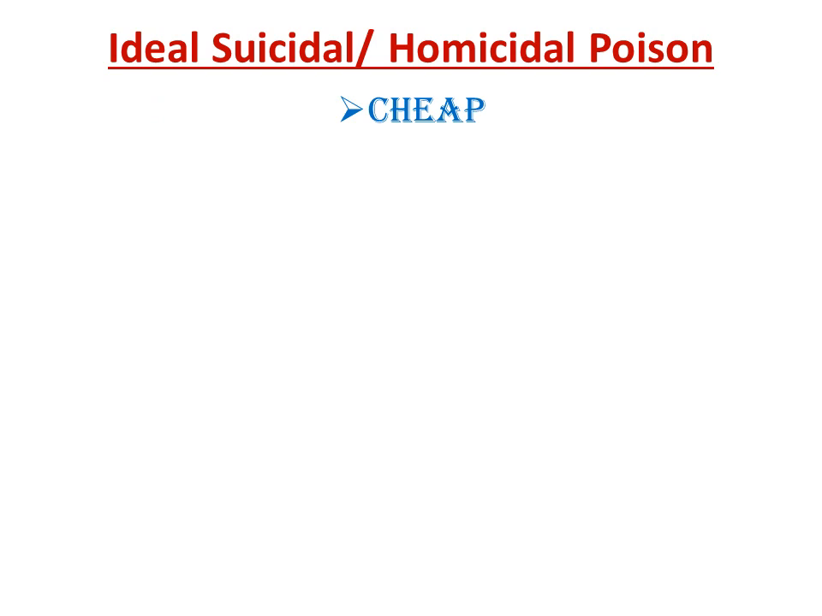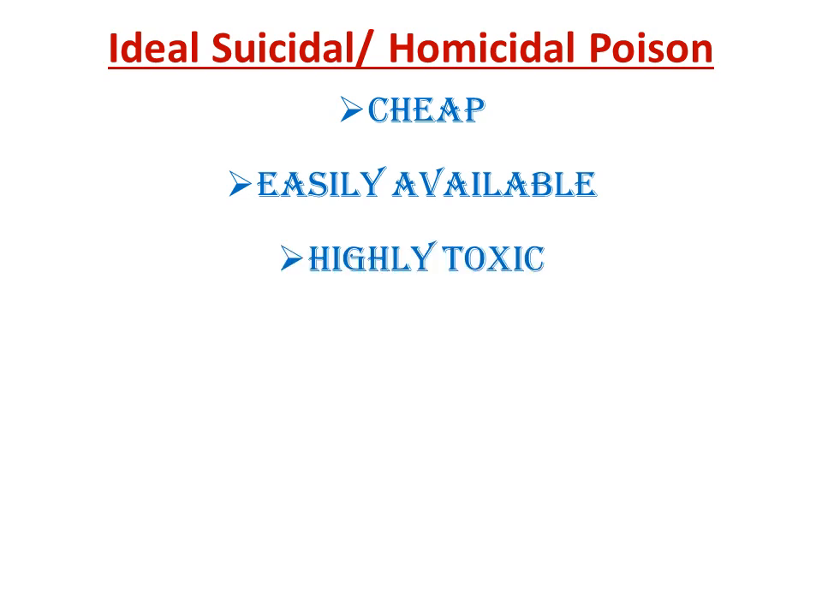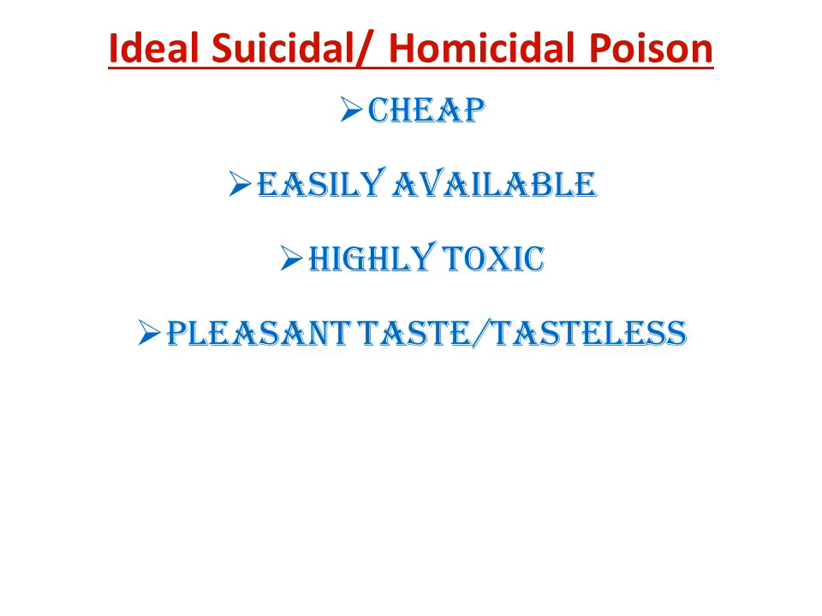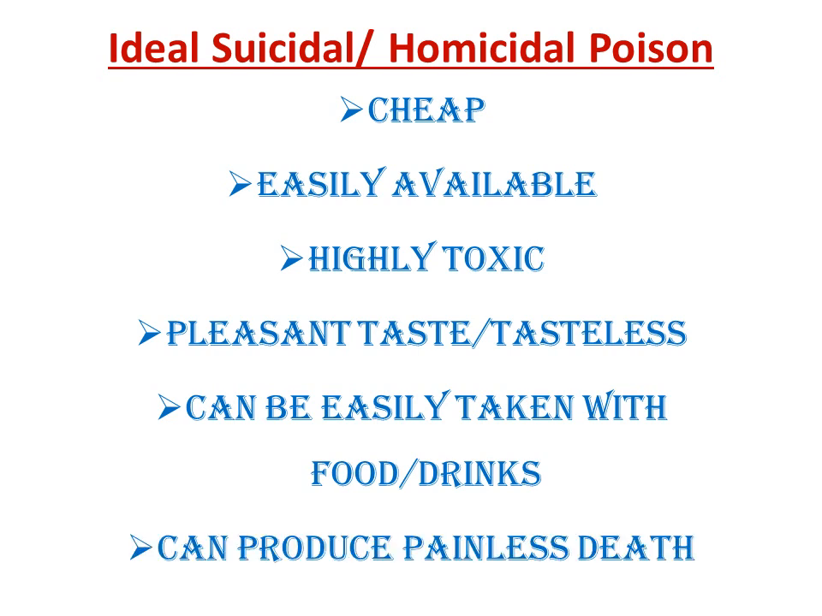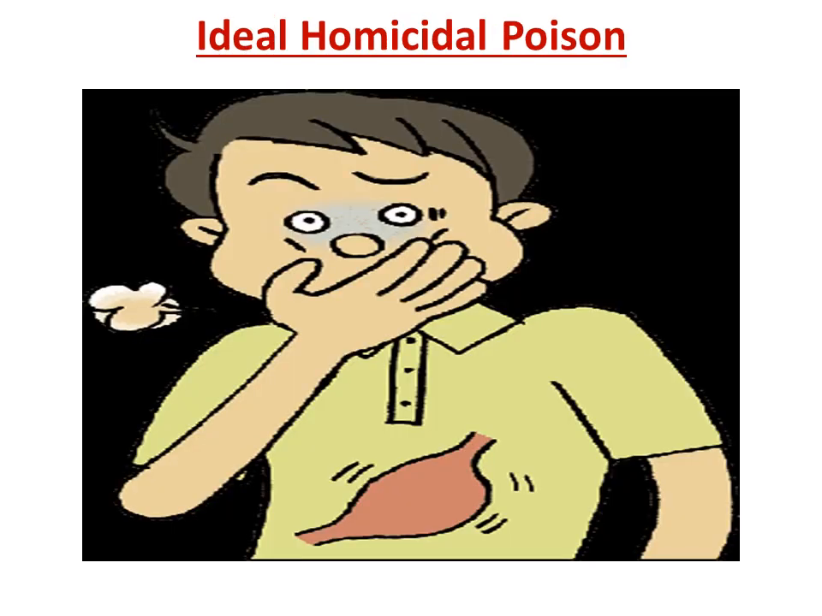Firstly, it has to be cheap. The second one, easily available. The third one, highly toxic. The fourth one, it must have a pleasant taste or be tasteless. The fifth one is that it can be easily taken with food or drinks and can produce painless death. There are one or two more characteristics as far as this ideal homicidal or suicidal poison is concerned, which are depicted in this slide.